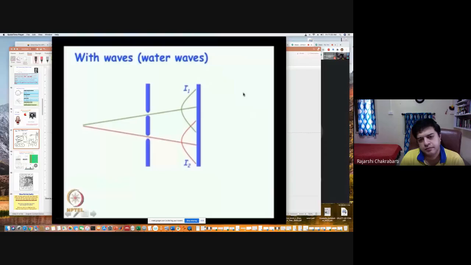If you schematically represent it, you see you have the two slits, 1 and 2. If I kept only slit number 1 open, what is going to happen? You will get an intensity distribution which may be represented by this green curve called I1. And if you kept only slit number 2 open, what do you get? You will get this red curve, denoted by the symbol I2. And the question is, what will happen if you keep both the slits open?